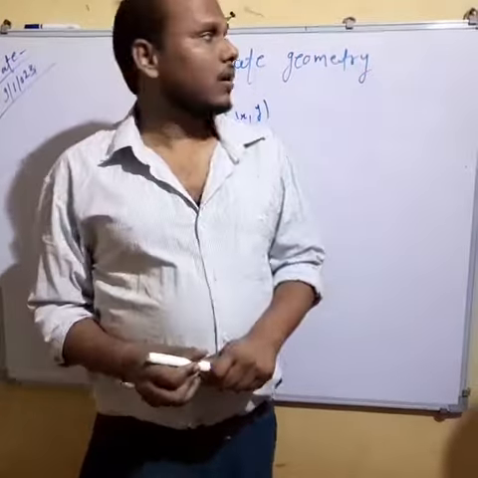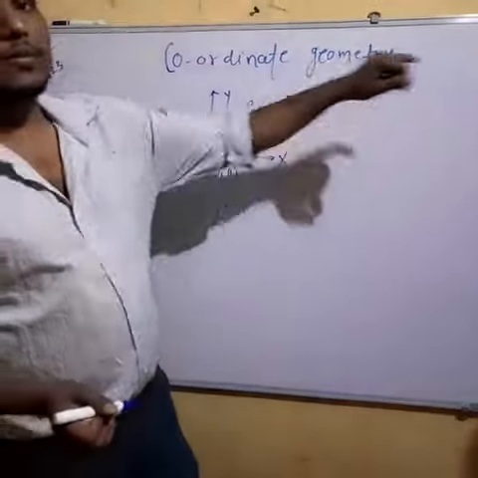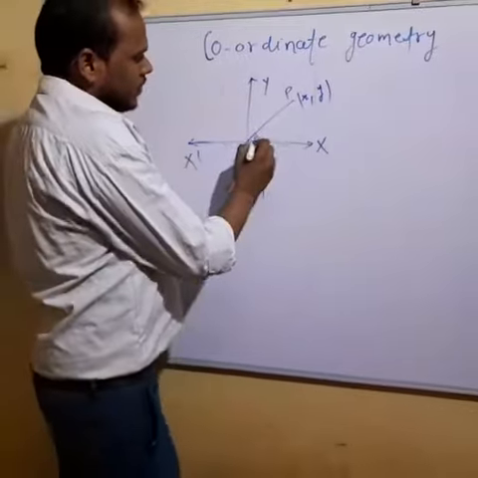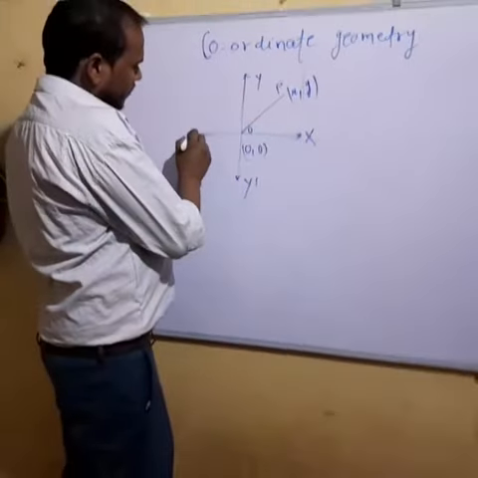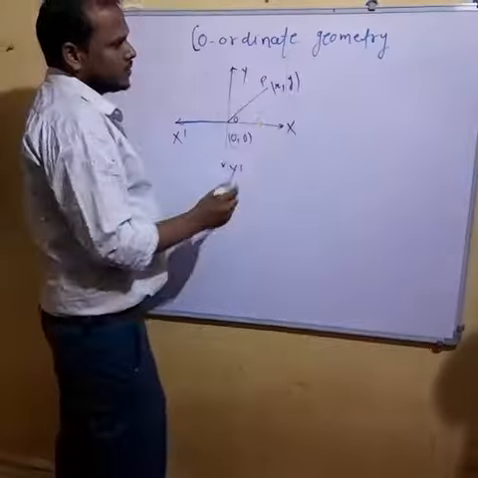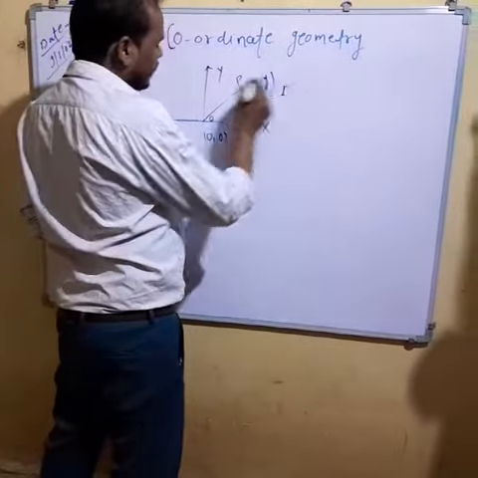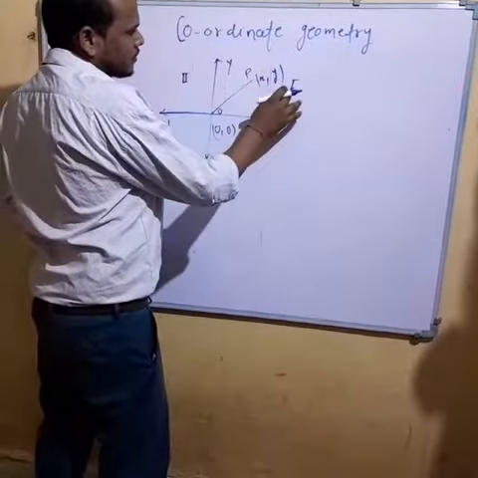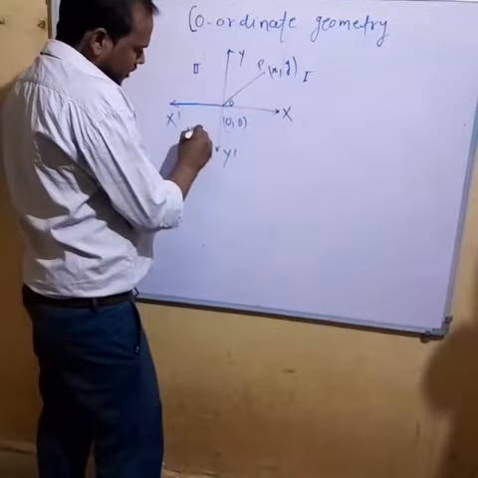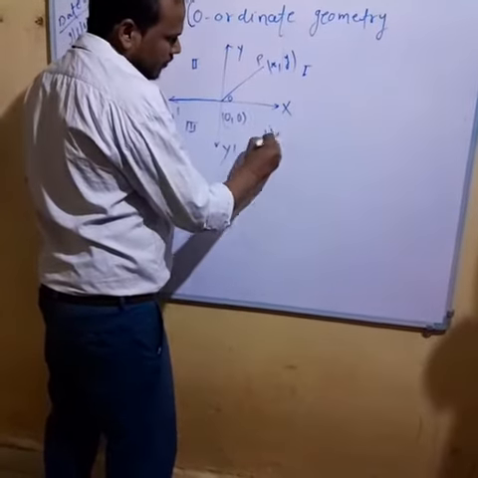Today we will study coordinate geometry. In coordinate geometry, first of all we are studying about quadrants. We have four quadrants: the first quadrant, and the second, third and fourth.